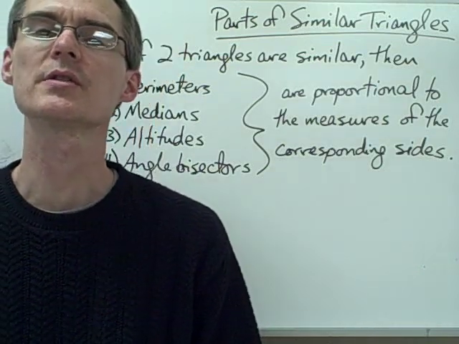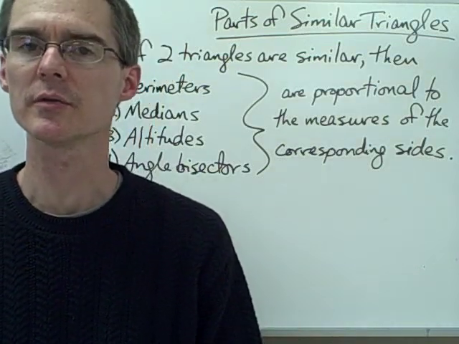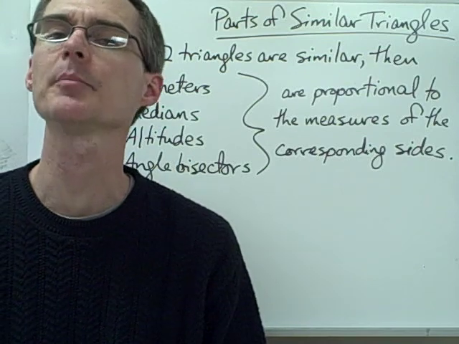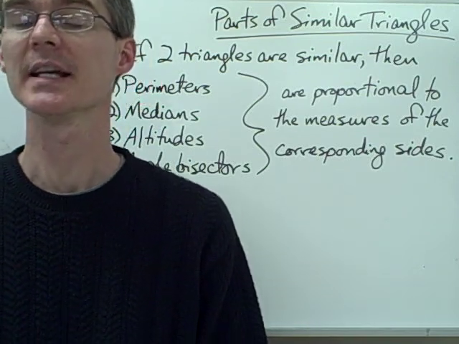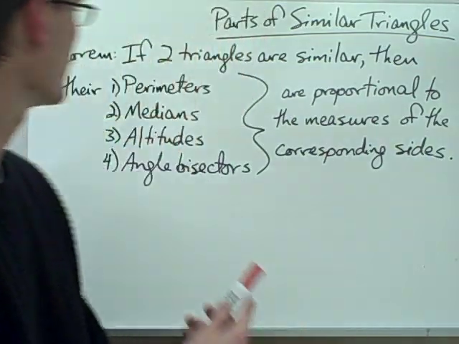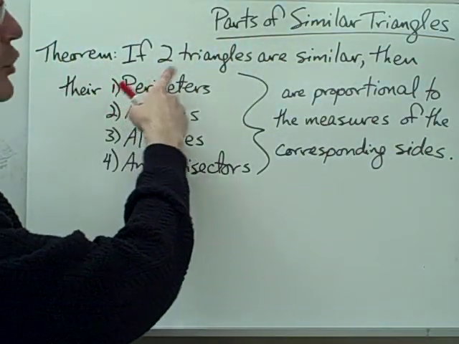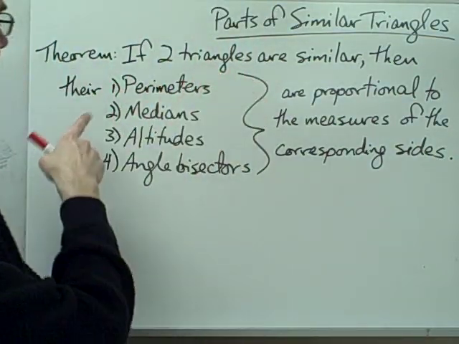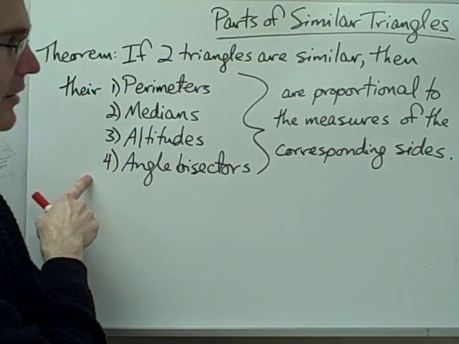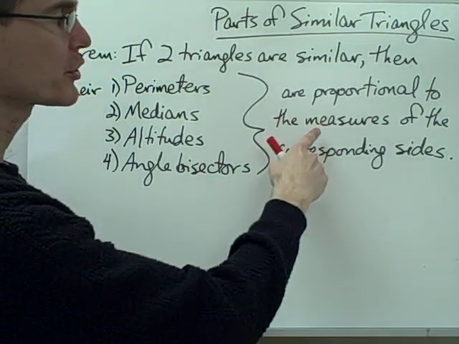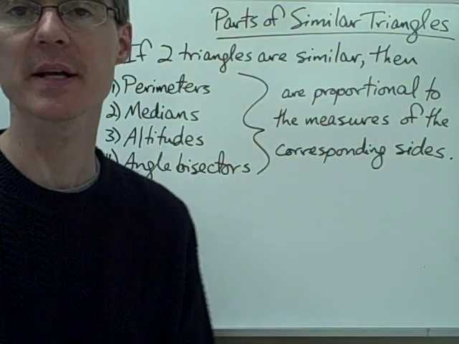Okay, this video is on parts of similar triangles, and we're going to take a look at a couple of theorems that we're going to use to solve some more problems involving similar triangles. So the first theorem says if two triangles are similar, then their perimeters, medians, altitudes, and angle bisectors are proportional to the measures of the corresponding sides.